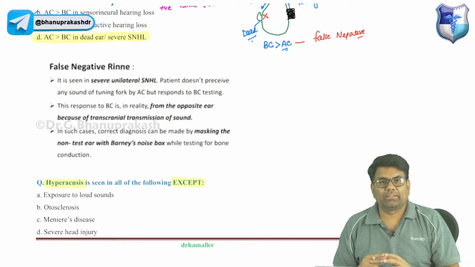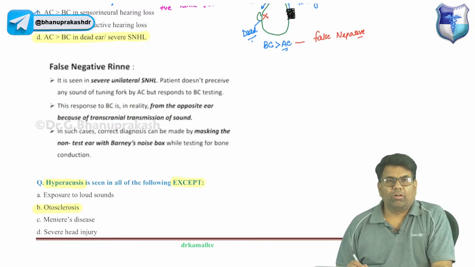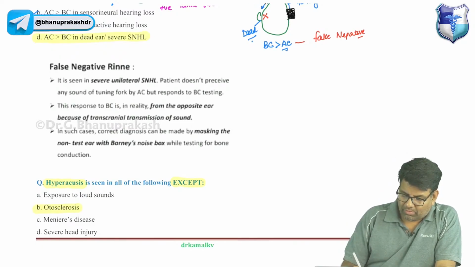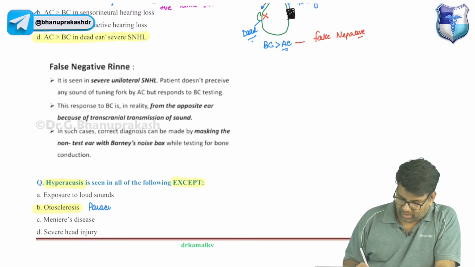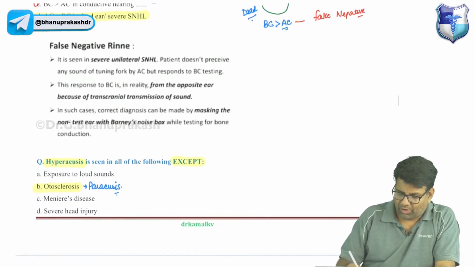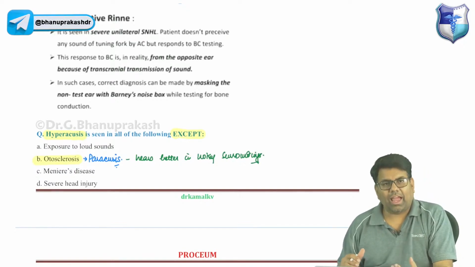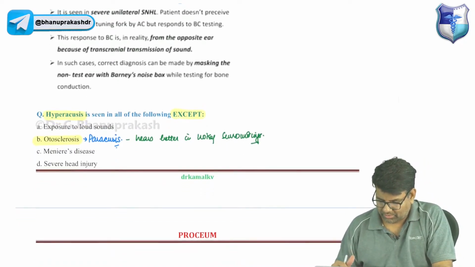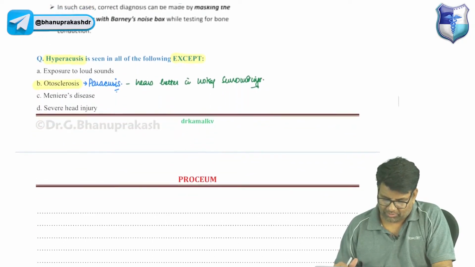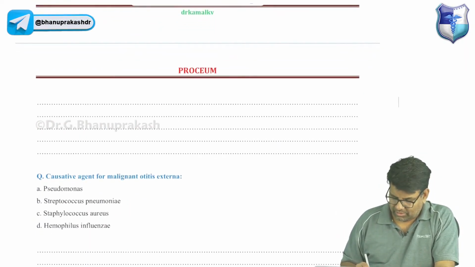Hyperacusis is seen in all except. We just discussed one word, paracusis, and paracusis is a feature of otosclerosis. So in otosclerosis, please remember one term, that is para. There is no word like hyperacusis here, it is actually paracusis, and we have already discussed what paracusis means. The patient hears better in noisy surroundings. I think with that particular term you would be able to get your answer. So hears better in noisy surrounding, that is paracusis. Yes, Raghu, you are absolutely right. Next question, I think we have already discussed this and can answer it perfectly.